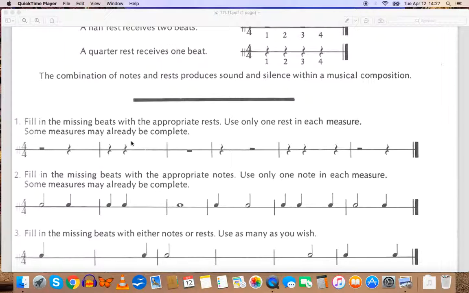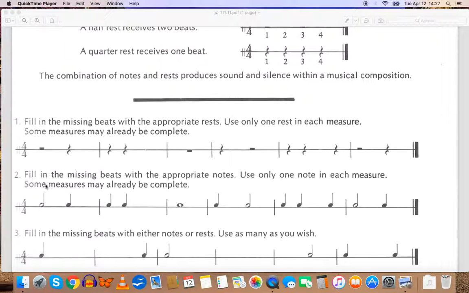Okay, here, this activity. Fill in the missing beats with the appropriate rests. Use only one rest in each measure. So each one of these bars is missing one rest. You need to fill in the missing rests so that each bar equals 4 beats of silence. So let's do the first one here. This is a half rest, 2 beats, and that's 1 beat. So we have 3 beats total, and we're missing 1 beat. So I'm going to do a quarter rest for 1 beat. That's a quarter of the bar, and then we have a whole bar of silence. Okay, so do the rest of those.